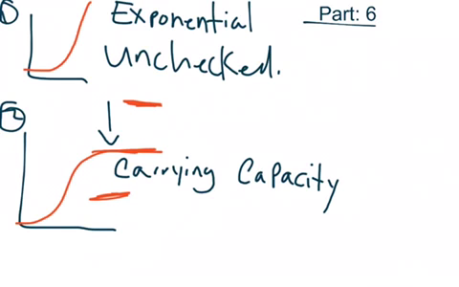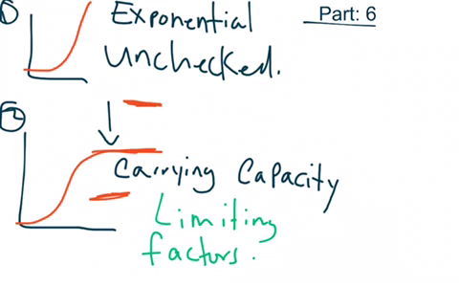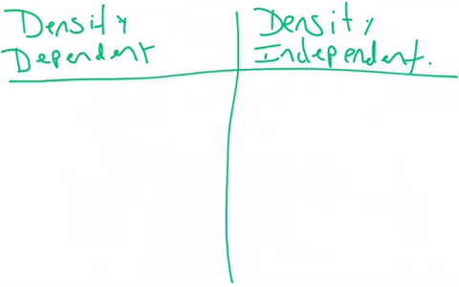So in essence, when we're talking about the carrying capacity, what determines where the carrying capacity is? Well, that would be the limiting factors, okay? So the limiting factors determine where that carrying capacity will be for the population. And next we look at the two types of limiting factors. The first type is density dependent, and the second type is density independent.